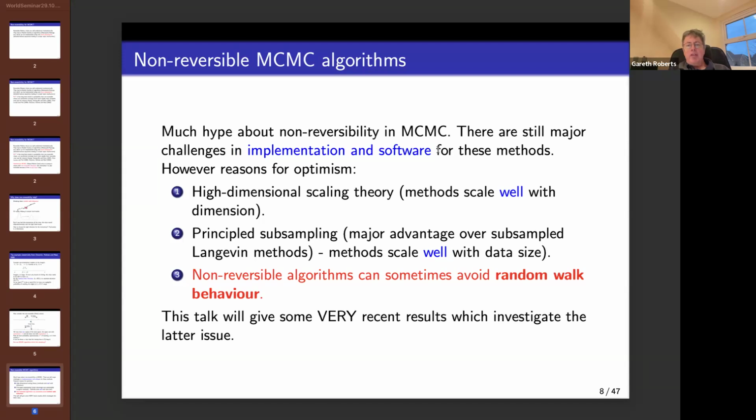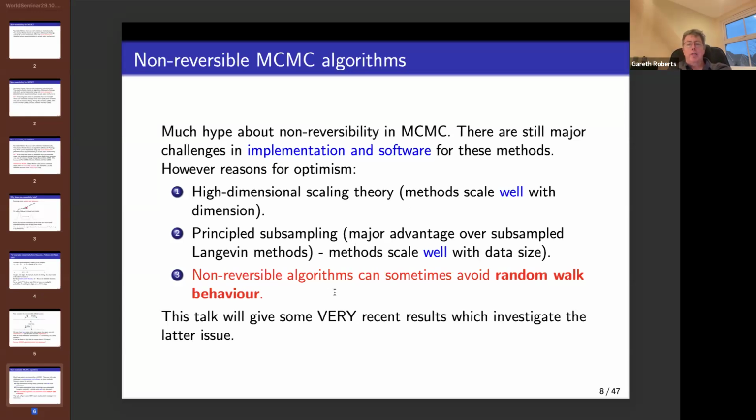The second thing is principled subsampling, which offers a major advantage over subsampling Langevin methods. These methods scale very well with data size. So if you have very, very large data sizes, it turns out you can take very small subsets, possibly even size 1 of your data set, and still run a Markov chain which is not biased and has a mixing time which is of the same order. So there are some very exciting results about 2, which make the methods very suitable for large data problems. But I'm not going to talk about any of those.